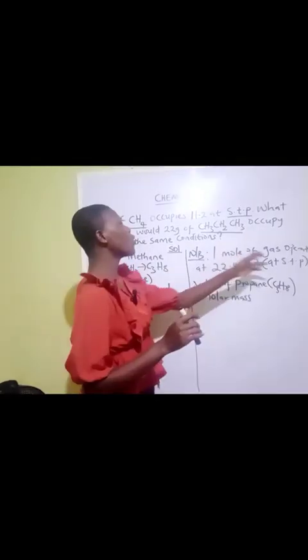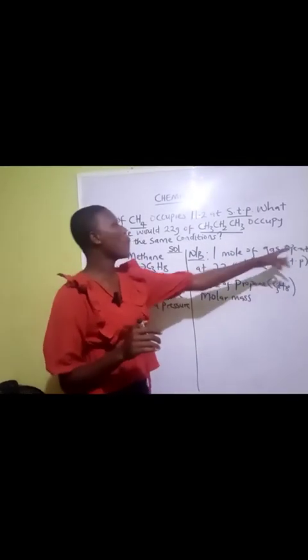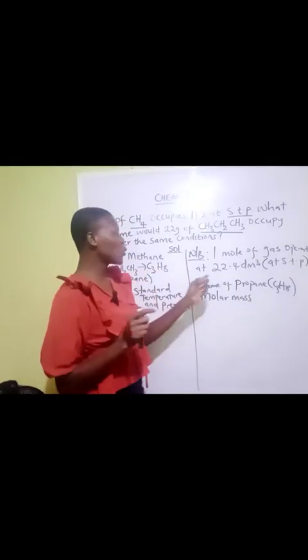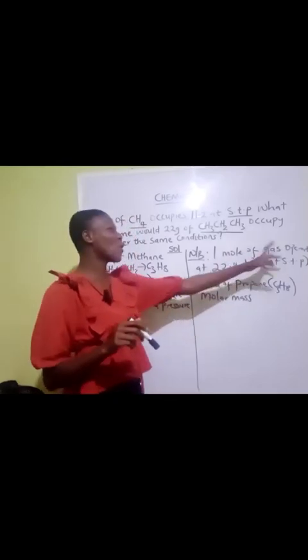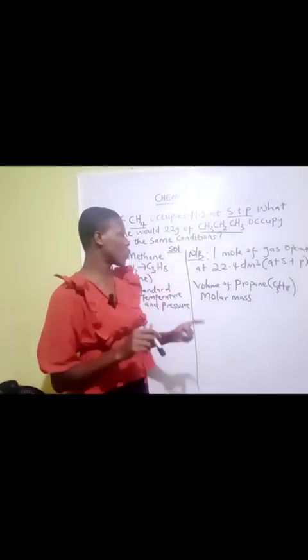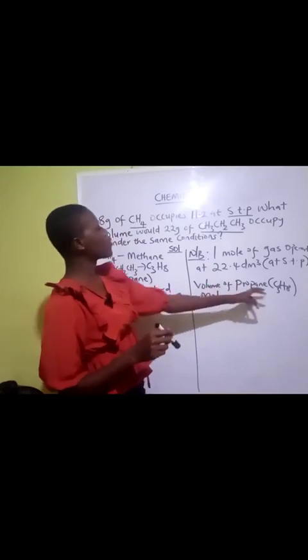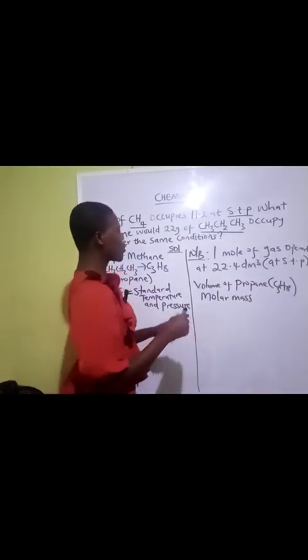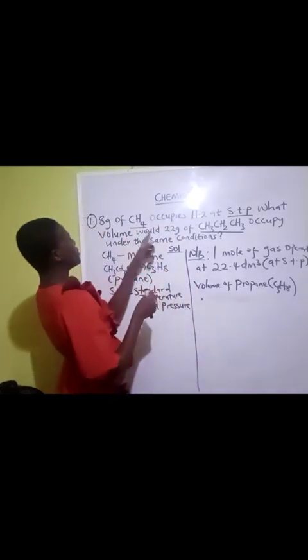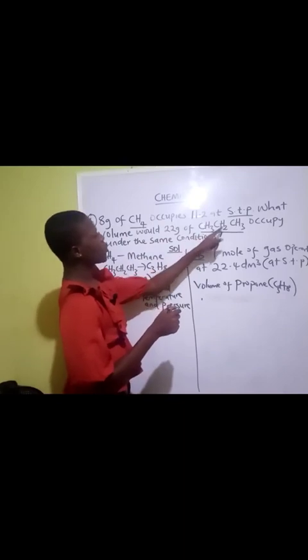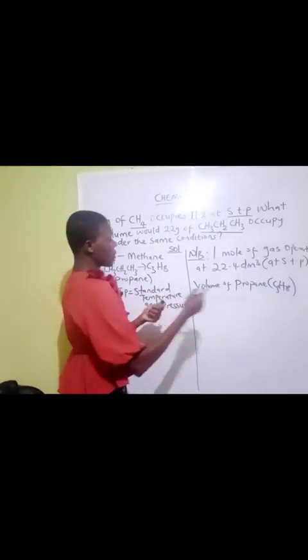that's C3H8. Okay. 1 mole of gas operates at what? 22.4 dm cube at STP. So now we're asked to look for the volume of propane, that's C3H8. Now we are given that the grams of propane is 22 grams.